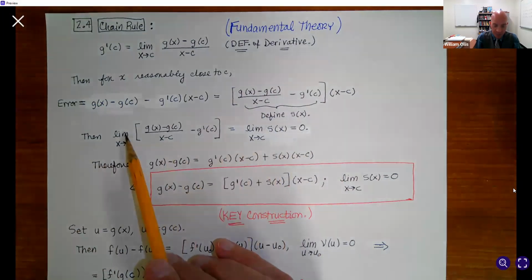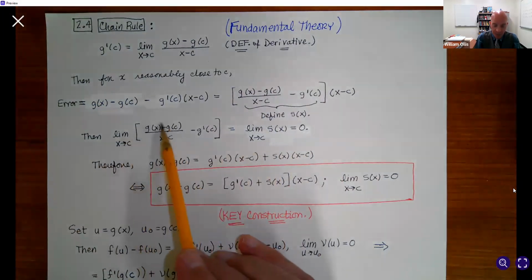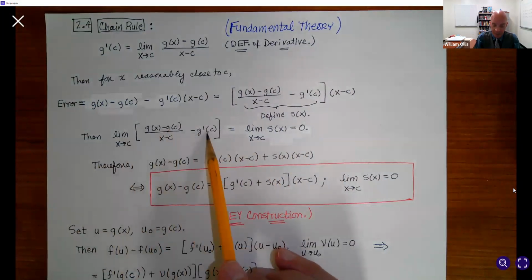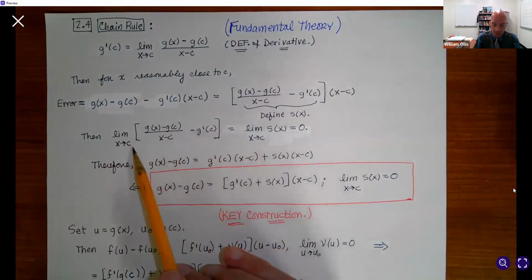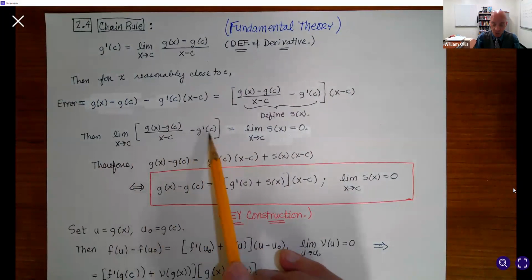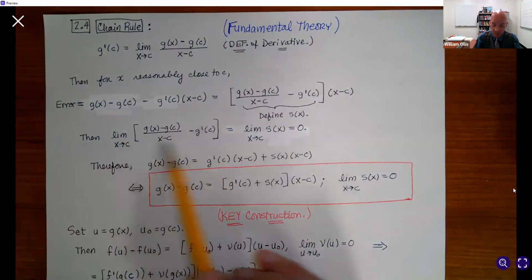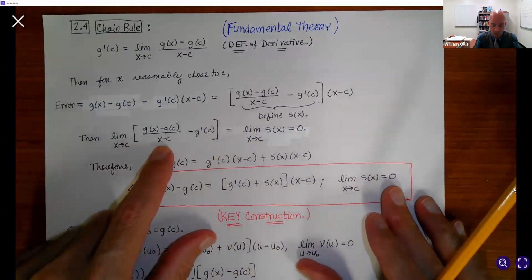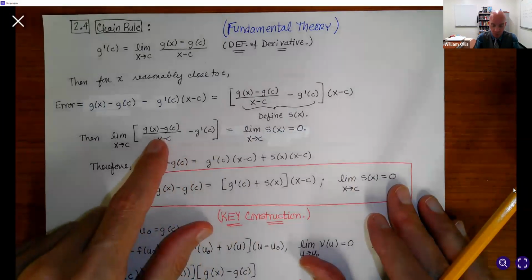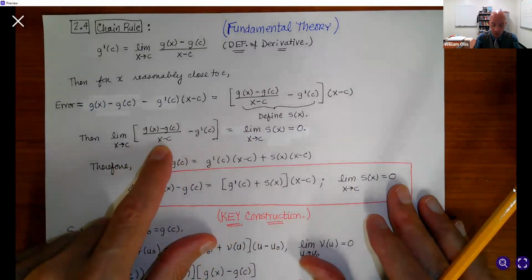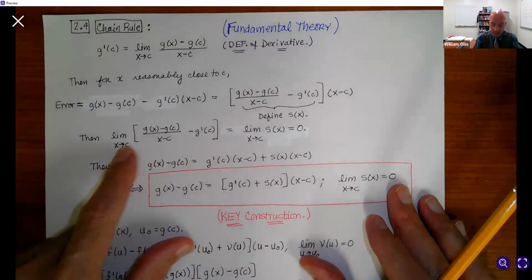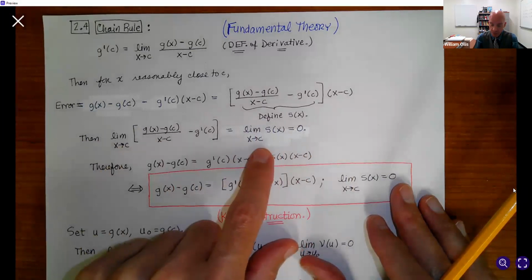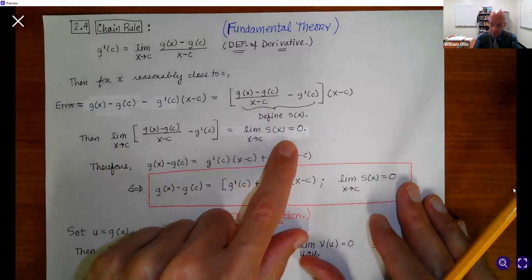That is, if we take the limit as x approaches c, we see that the first expression approaches g prime of c, and we're basically taking an expression that has no x dependence, even though x is approaching c. So this is constant, approaching g prime of c. So the difference between this expression and g prime of c in the limit would indeed be 0. So we see that the limit of s of x as x approaches c is 0, as we've defined here.